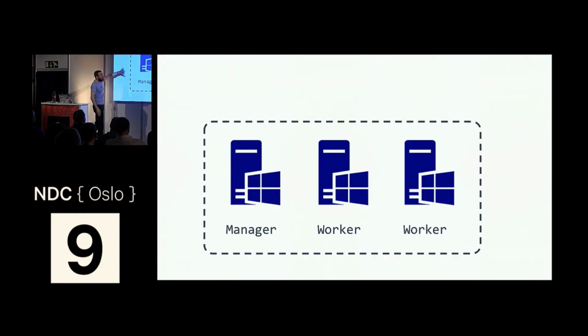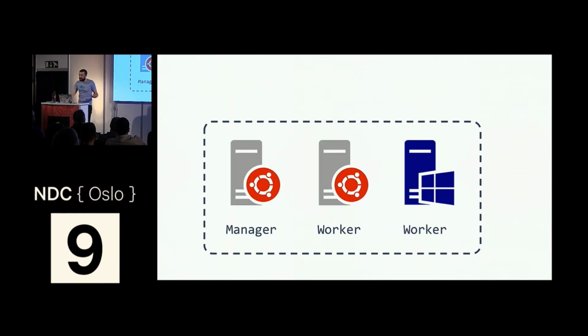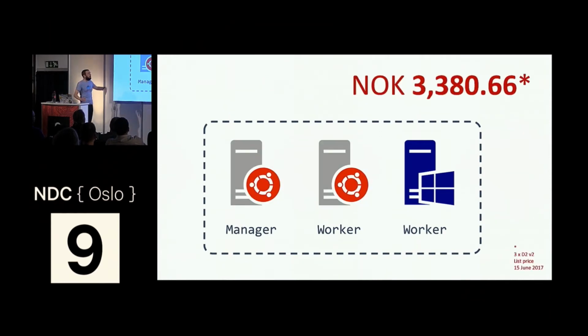So if I were to have a really basic swarm with a manager and a couple of worker nodes, and I wanted to run that in Azure, it's going to cost 5,000 krona a month for a fairly modest set of machines. If I can change my application to make use of Linux parts, where I've got open source parts, and I can use the Linux manager as well, then instead it's going to cost more like 3,500 krona. So that's for a really basic swarm. The saving is like 1,600 krona a month. It's very nearly enough to go out to a restaurant and have a meal in Oslo.